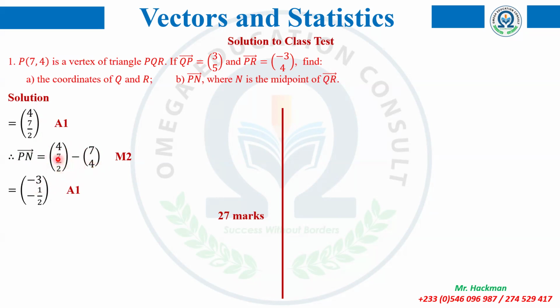Remember, 7 over 2 is what? 3.5 minus 4 will give us minus half. If you like, you can use minus 0.5, it's allowed. You can also use 3.5, it's allowed. So at this point, you know your vector PN. So we are through with the solution for question 1, and it carries the total mark of 27 marks. So take note of that.